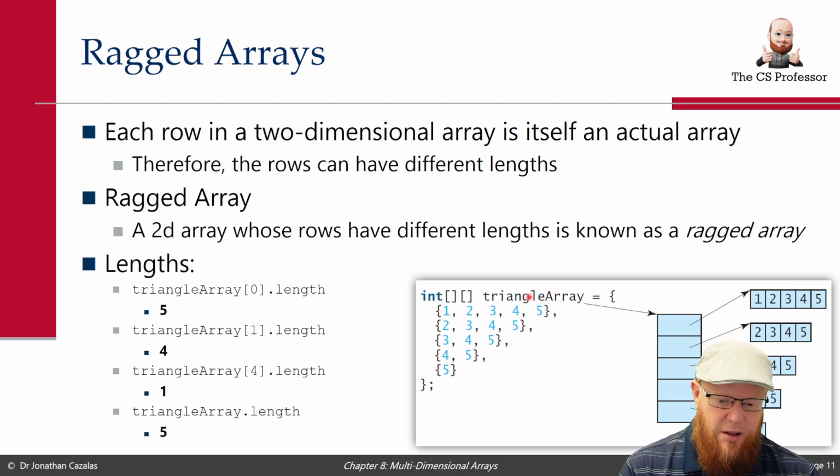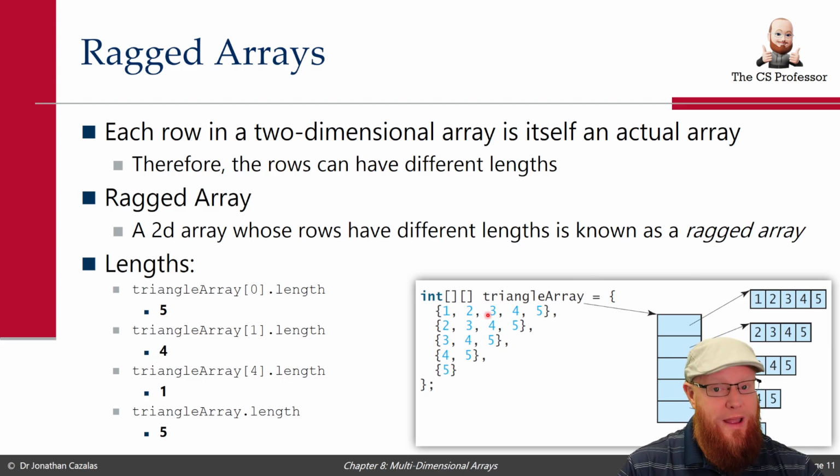So look, if we declare, using the array initializer, this array called triangle array. In the first row, we store 1, 2, 3, 4, 5. In the second row, we store 2, 3, 4, 5. In the third row, 3, 4, 5. In the fourth, 4, 5. And then in the fifth row, which is row index 4, we just put the value 5.